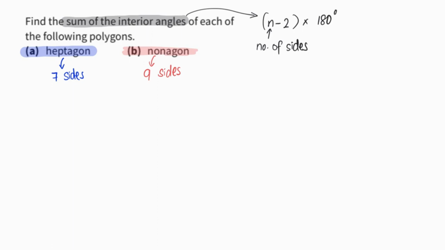Okay, and from here, part A is simply, for this sum of interior angles, then 7, because 7 is the number of sides.